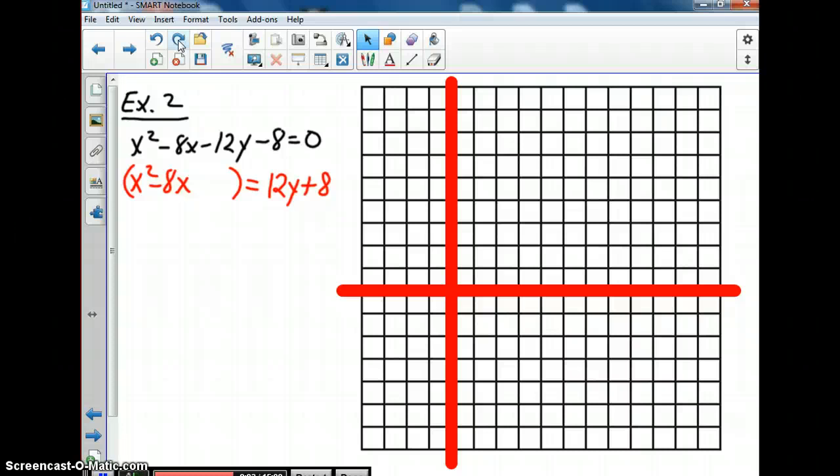Now, can you complete the square on this? So what are you going to use? 16. Okay, so let's put a 16 inside the parentheses, with the 8 over there. Now can you factor the parentheses? So it's x what? x minus 4 squared. Can you add those guys together? Yes, it's 12y plus 24. Now what's the common factor for the 12y plus 24? 12. So let's take the common factor, the 12, out.